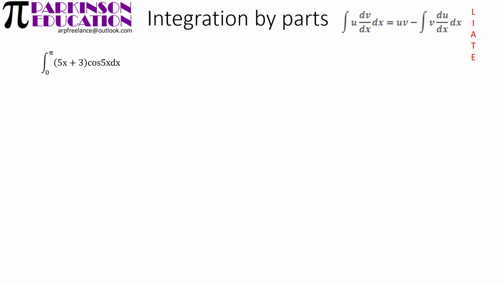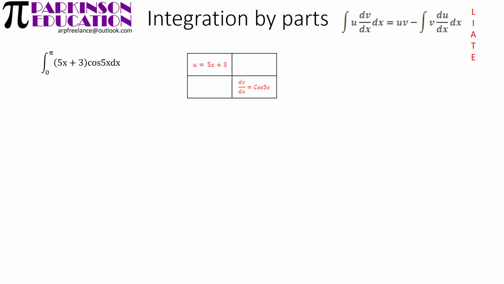So, here we've got a function. The integral between 0 and pi of (5x plus 3) times cos 5x. So, as I previously mentioned, the first thing we've got to do is say which one's u and which one's dv by dx. Now, what I like to do is I like to put this little box up. It's very useful if you're starting out to just give you a little order of how to do it. So, in our function we've got 5x plus 3, algebraic, cos 5x, trig. So, as algebra comes before trig, u is 5x plus 3 and dv by dx is cos 5x.